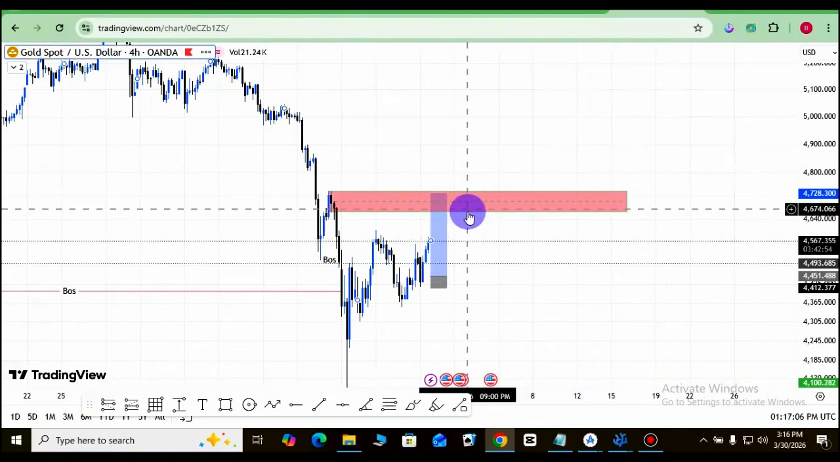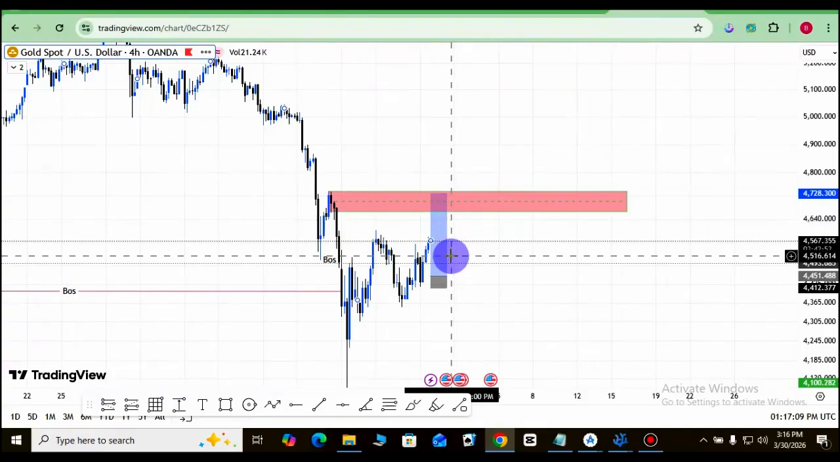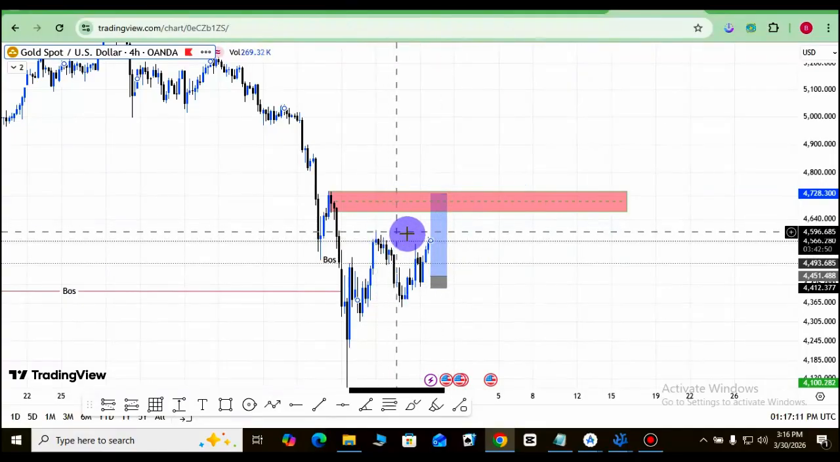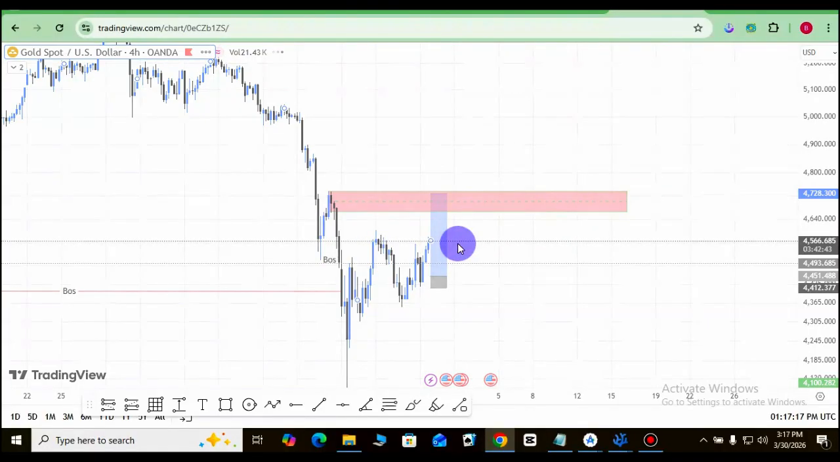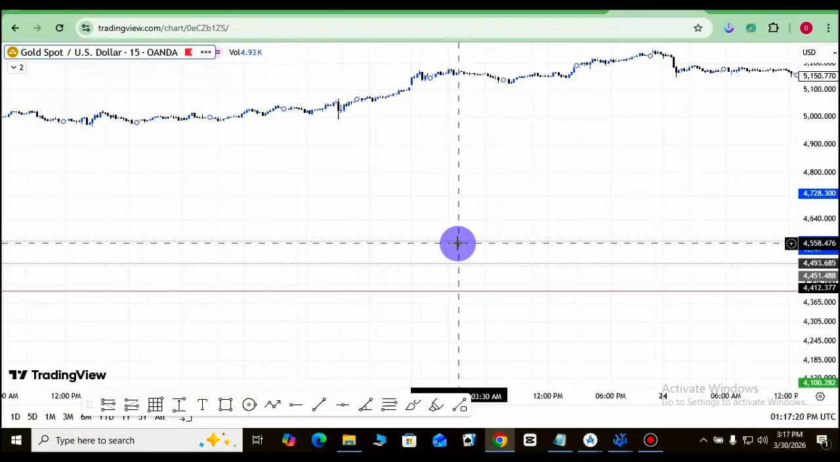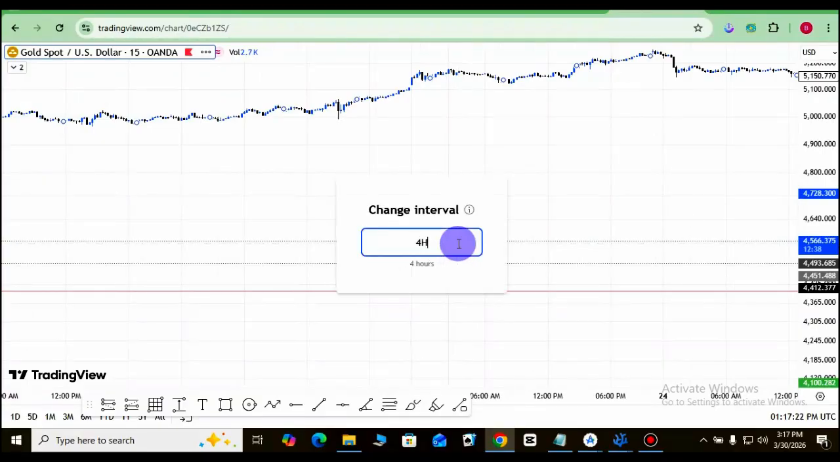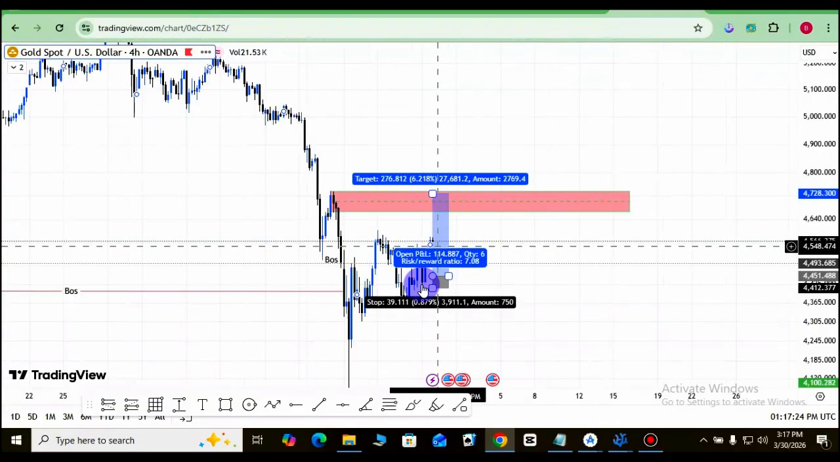So this is it. This is where we'll be trading to. You understand? So now we are done with the 15-minute time frame and the 4-hour time frame. Let's go to the 15-minute time frame so that you can understand. But let me show you just one last thing on the 4-hour time frame before we go.